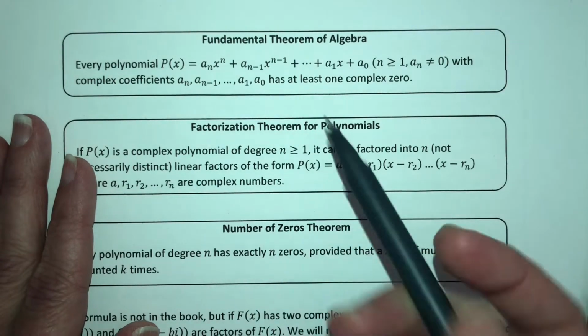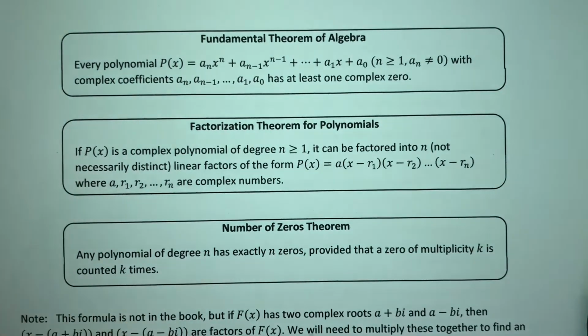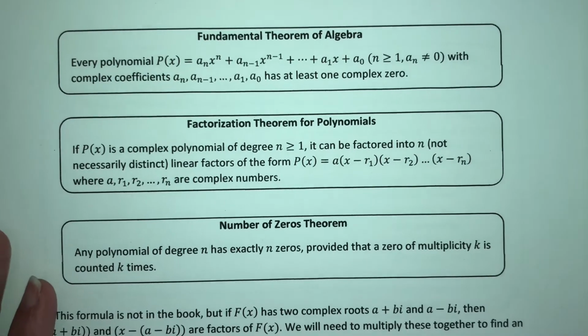And it's going to have at least one complex 0. Now the thing to recognize is that complex numbers include integers and everything else. So it's going to have at least one solution. Okay?